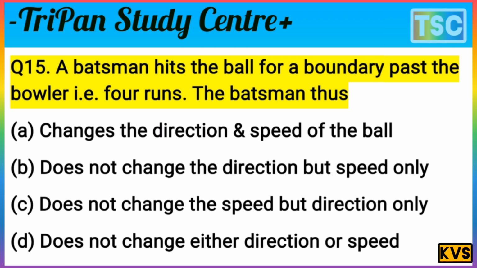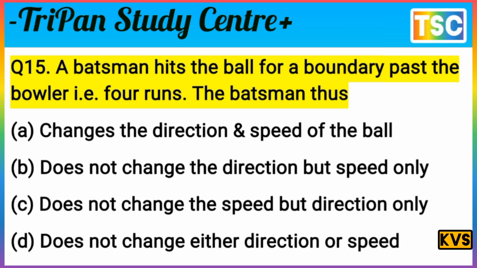Question: A batsman hits the ball for a boundary, the bowler gives 4 runs. The batsman thus, A, changes the direction and speed of the ball. B, does not change the direction but speed only. C, does not change the speed but direction only. D, does not change either direction or speed. The question is clear.